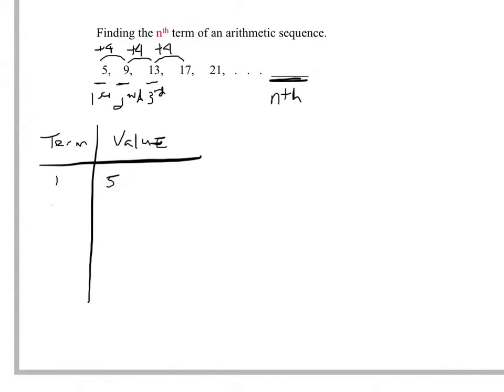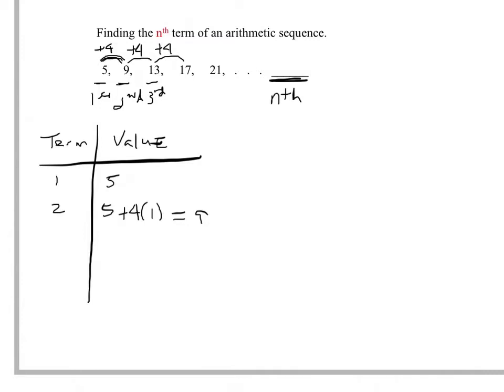But the second term is a little bit more exciting. We start at the first term, which is 5, and then we add 4, because that's the pattern. The question is, how many times do we add 4 to get to that second term? Well, we only added 4 one time. Let's see if that is correct. 4 times 1 is 4, then add 5, that is 9. And yeah, that works out just fine.